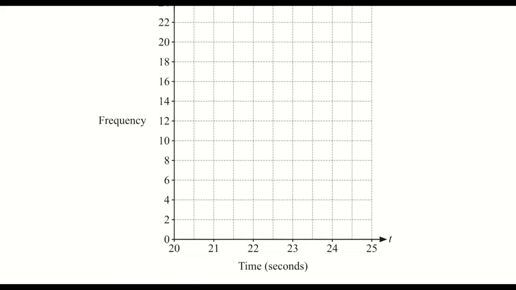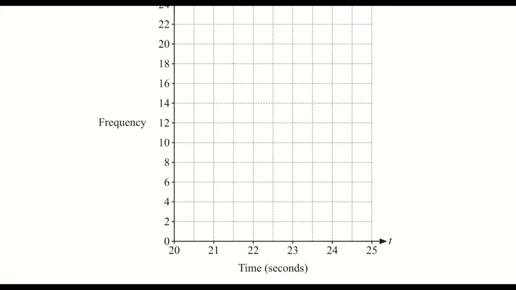The first one is 20.5 and the frequency is 5. 20.5 against 5 is going to be the middle here. Then you have 21.5 against 12, so 21.5 against 12 is going to be here. Then we have 22.5 against 17, so 22.5 against 17 is going to be here. Then you have 23.5 against 22.